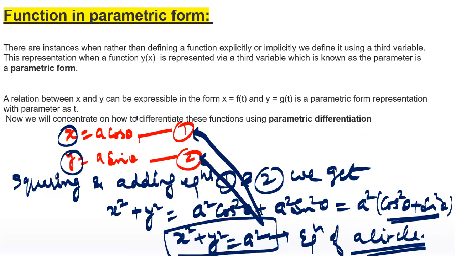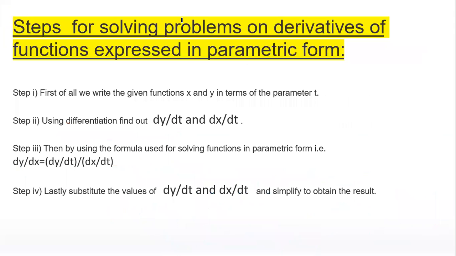So I think it's clear what is the parametric form of a curve. Now, how to differentiate the curve if the function is expressed in parametric form? These are the steps. Number 1, first of all, we write the given functions x and y in terms of parameter t. For example, we have x equals at square and y equals 2at. This is your first step.